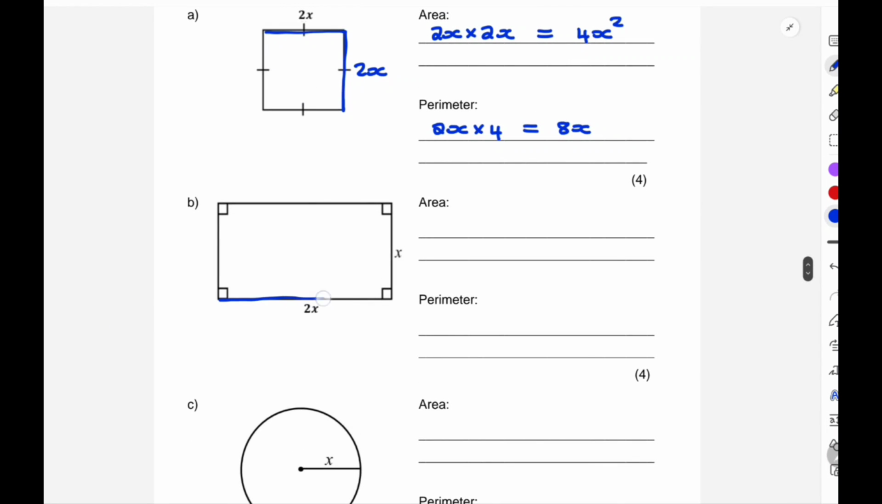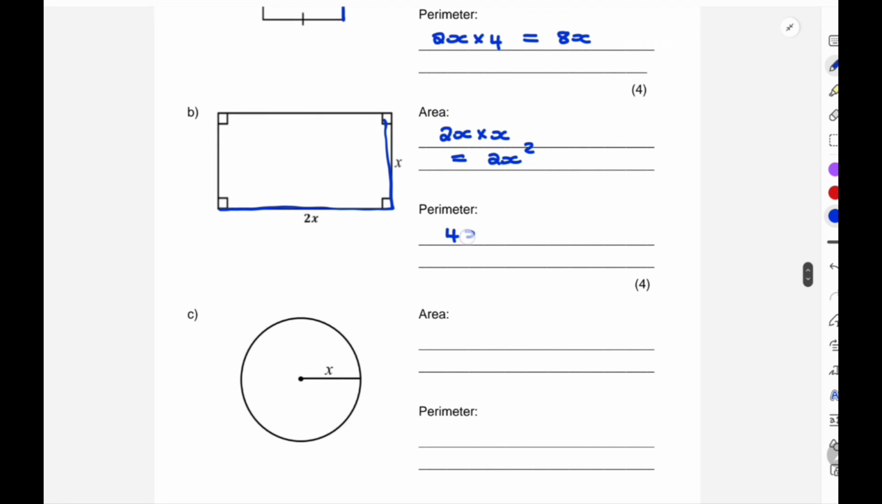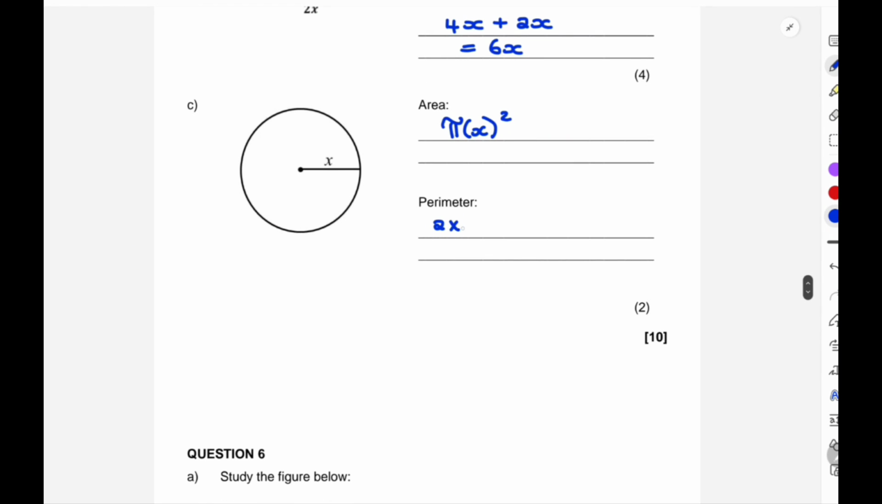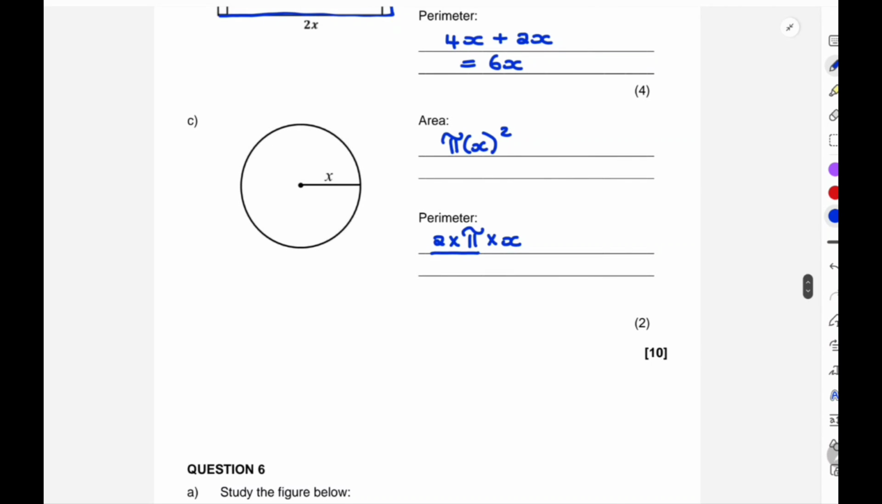The area over here, length times breadth, which is 2x times x, which gives you 2x squared. And the perimeter is 2x plus 2x is 4x, and x plus x is 2x, which gives you 6x. The area of a circle is pi x squared, and the perimeter is 2 times pi times x. You could have simplified that, 2 times pi, and then write it as pi times 2. So you could have written it as well as 6.28x as well.